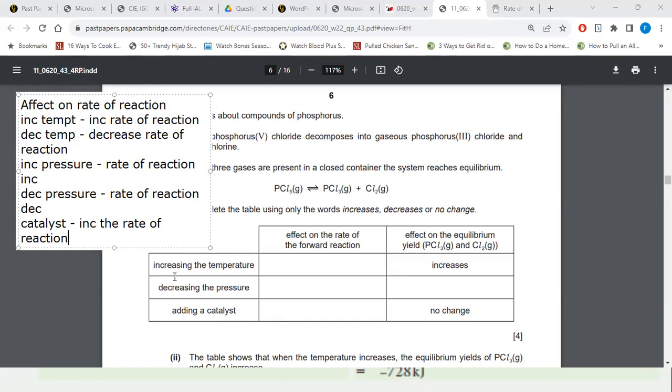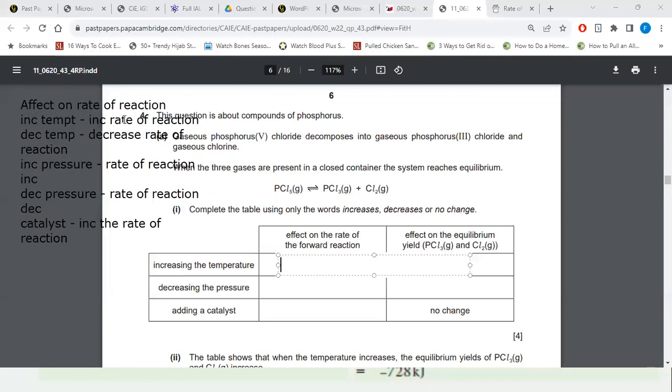Okay, if I increase the temperature, what will happen to the rate of reaction? What should I write down? You can look from our table over here. When I increase the temperature, what happens to the rate of reaction? Increase. So I will write down increase.